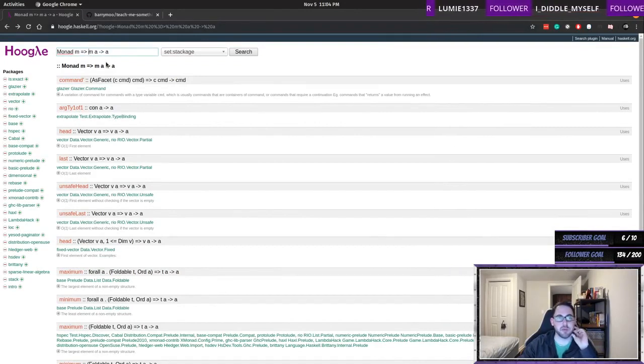I suck at FP, but I love lambda programming. What do you mean by lambda programming? Like using lambdas? Not exactly sure what that means.